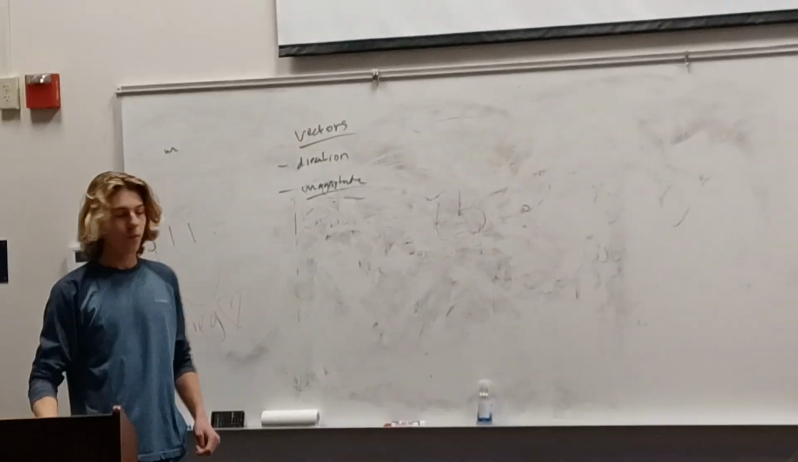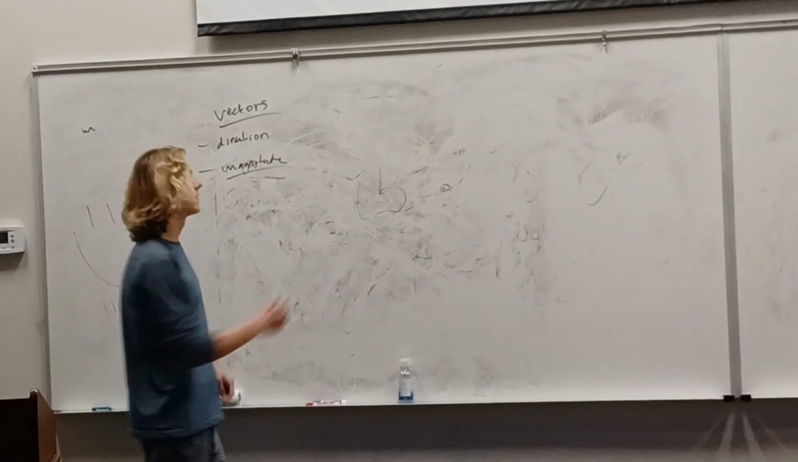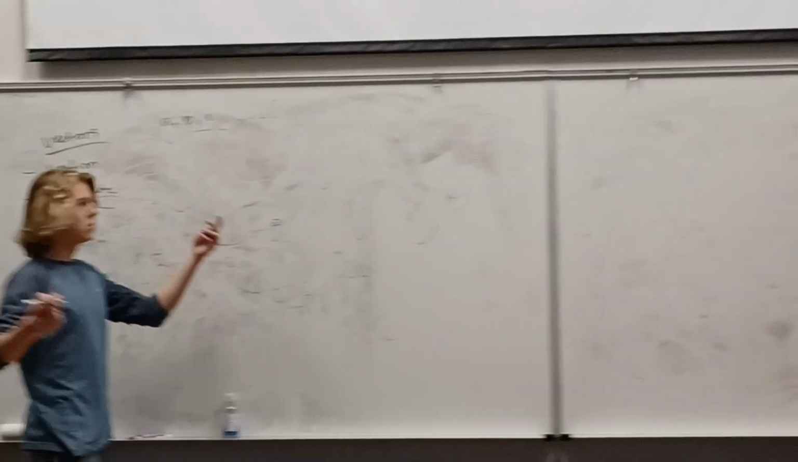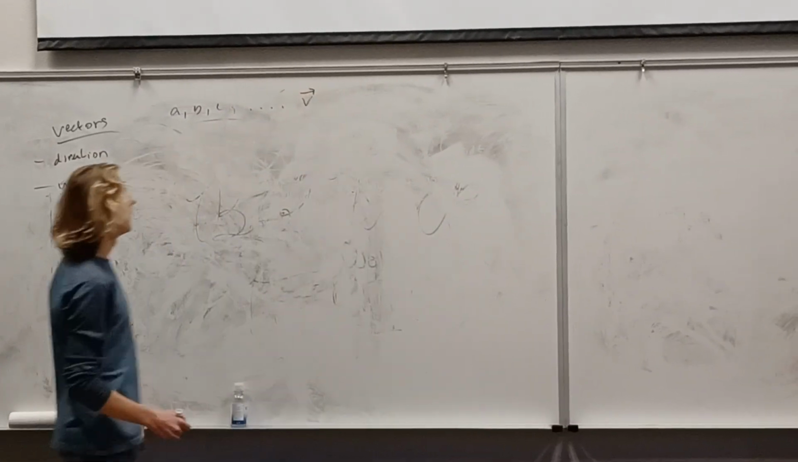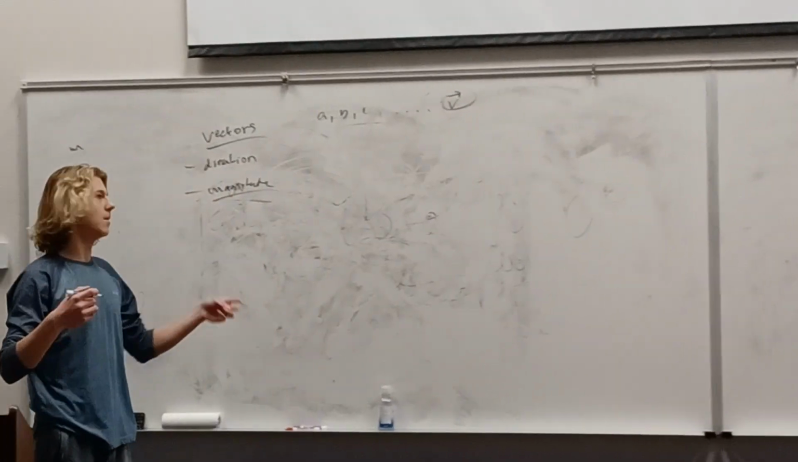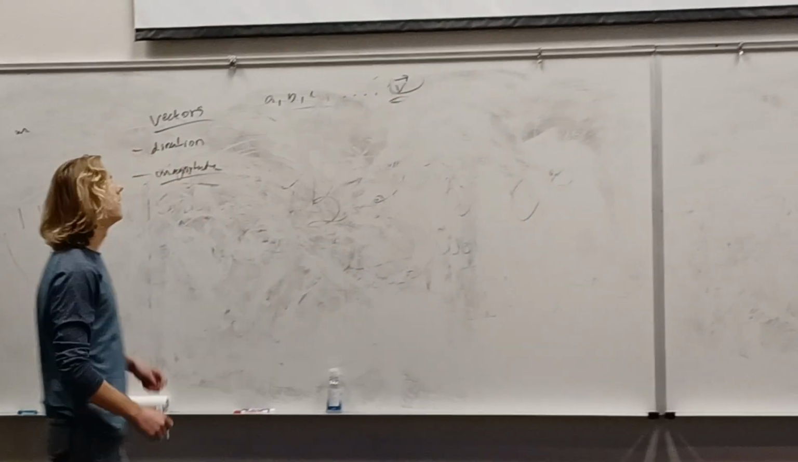The way we normally write vectors is we usually have any letter, whether it's an A or B or C, or usually it's a V just because that's what vectors are. And they have a little arrow on top. And this is used to denote some vector, and we don't know what this vector looks like. We just know it's a vector.